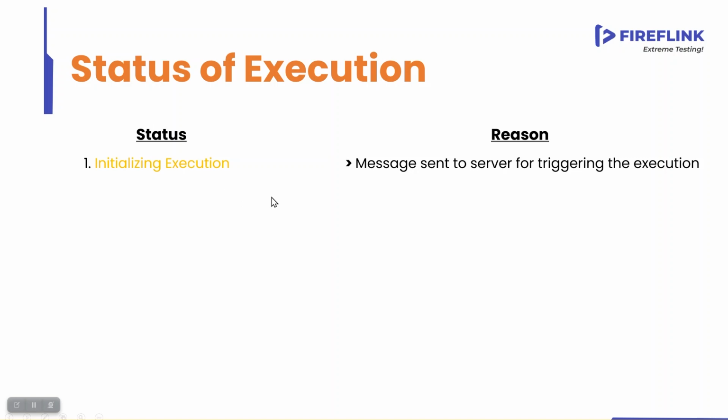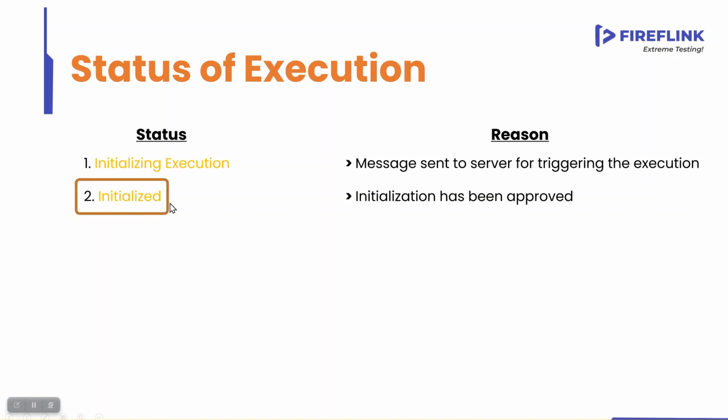Okay. After this, you will get the status initialized. This mentions that the message has been received by the FireFlink server, and the FireFlink server has approved that initialization. So the data you have sent for execution is approved: this person can trigger the execution. That is the meaning of getting the status called initialized.